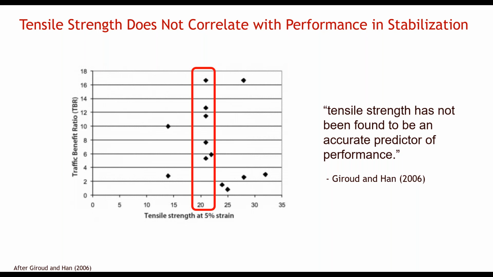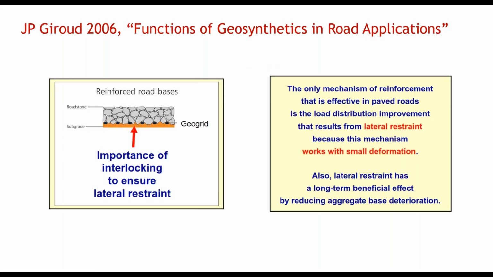If you look at the products at 20 kilonewtons of strength at 5% strain, they cover the full range of performance, low to high. There are also high strength products that are clearly outperformed by lower strength products. Unfortunately, this clear message is still not understood by many suppliers and specifiers of geosynthetics. That same year of 2006, at a Geosynthetics in Roads workshop in Jakarta, Dr. Drew made a similar point in relation to the performance of geosynthetics in paved roads. He was very clear that membrane function was not relevant, and only lateral restraint or confinement is effective.